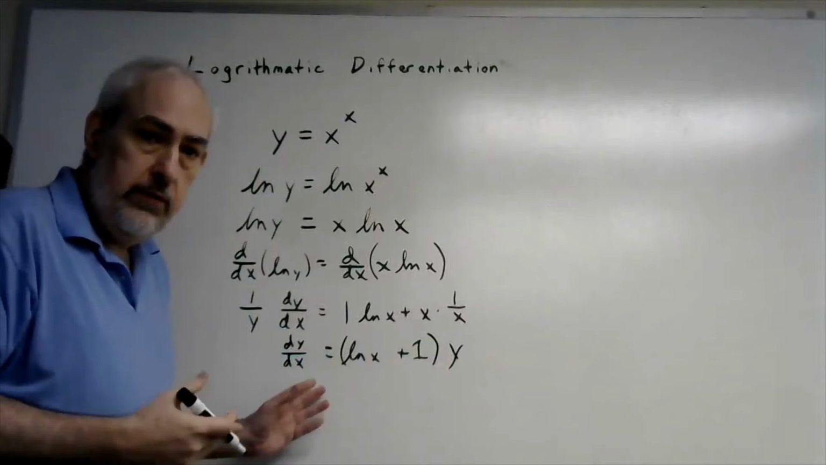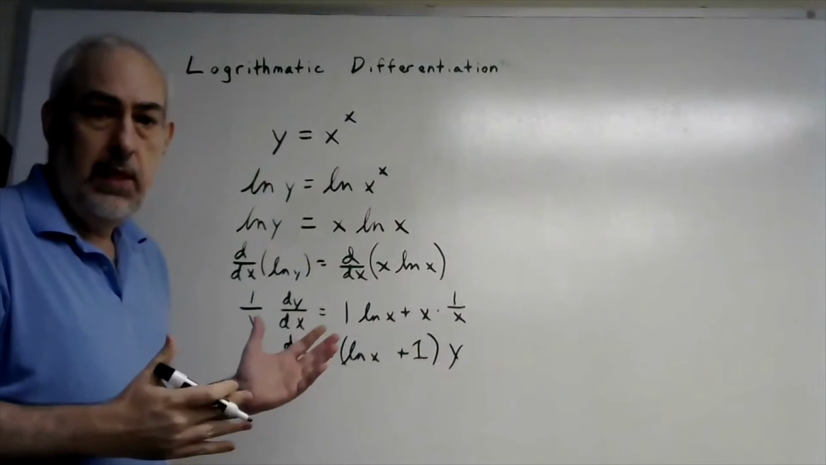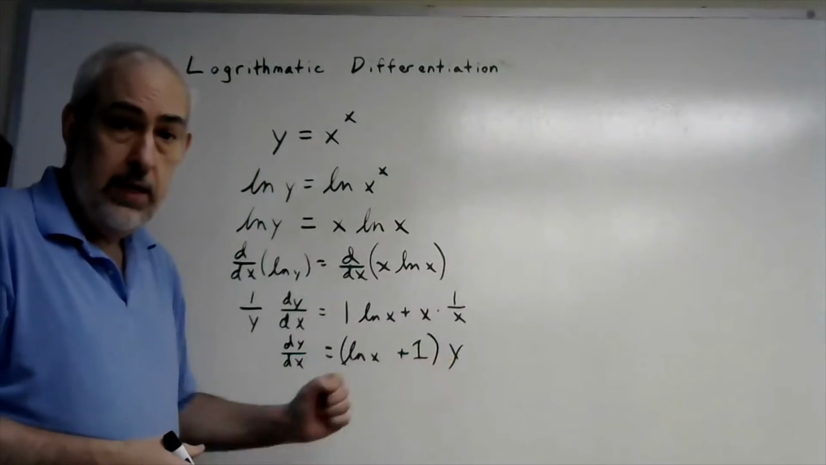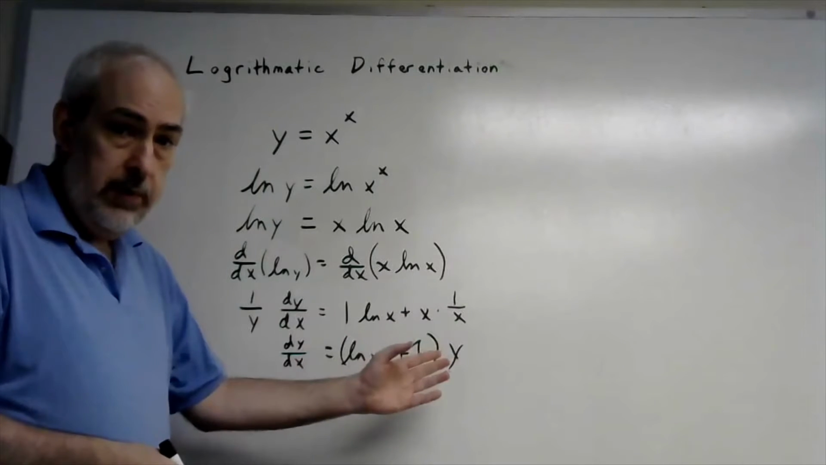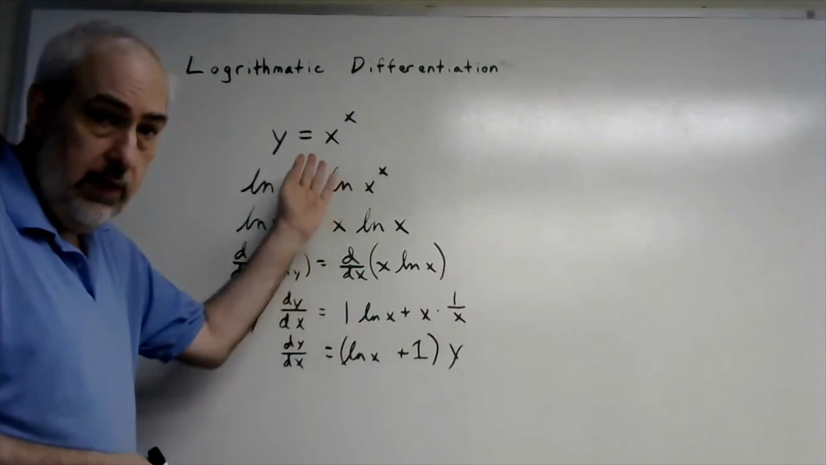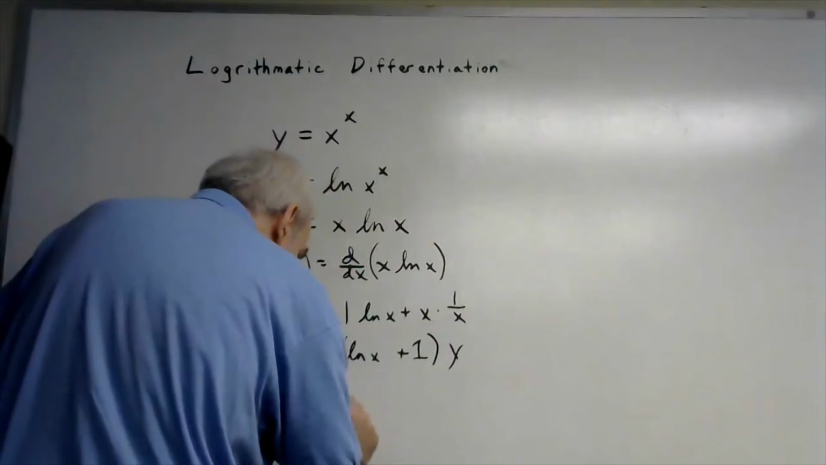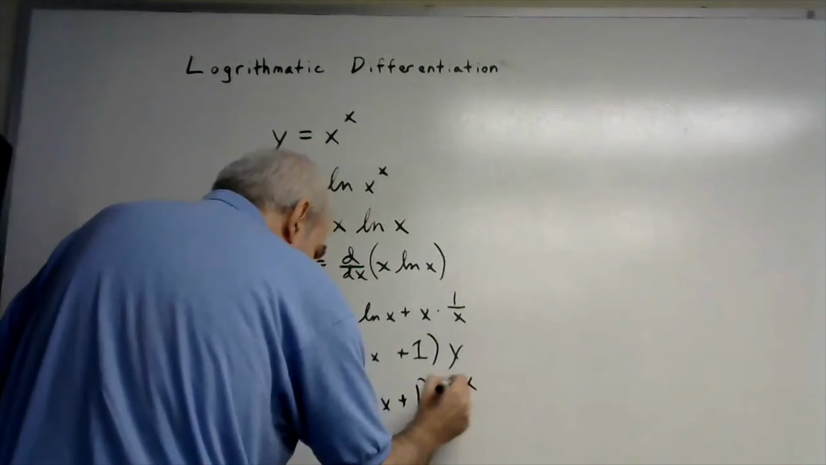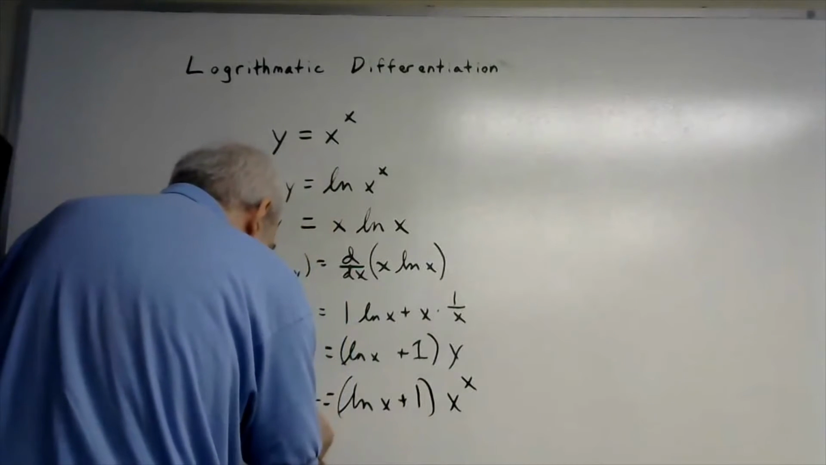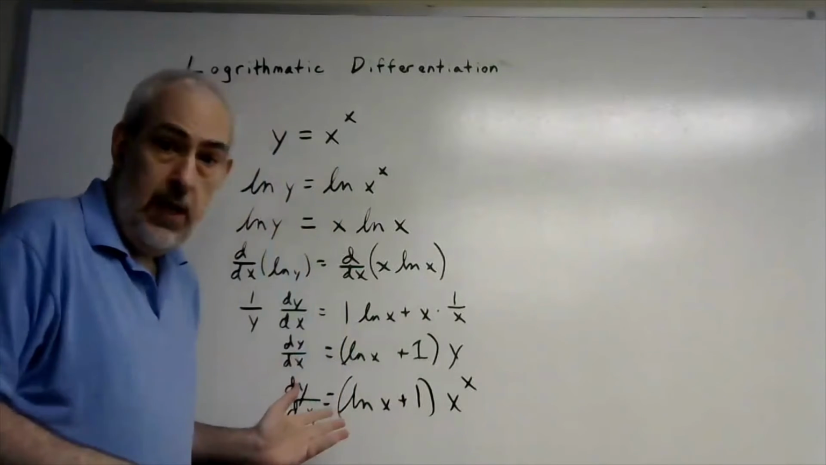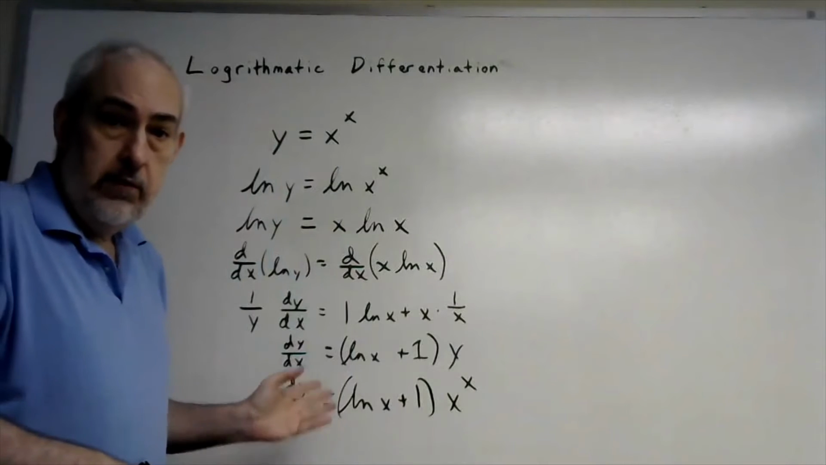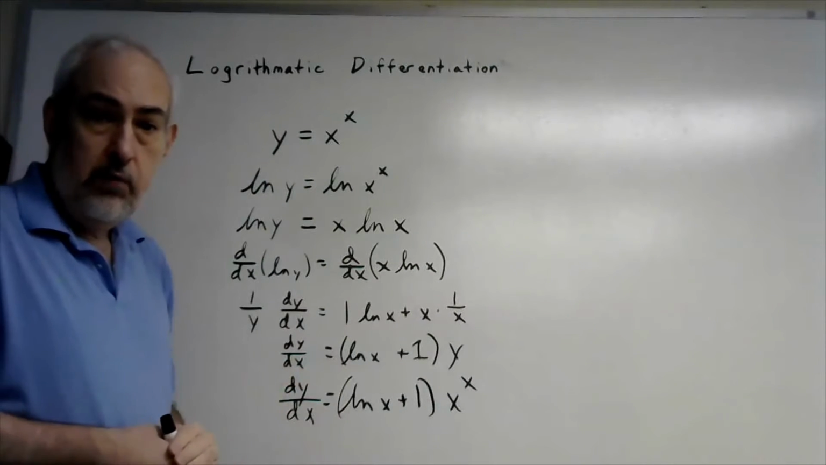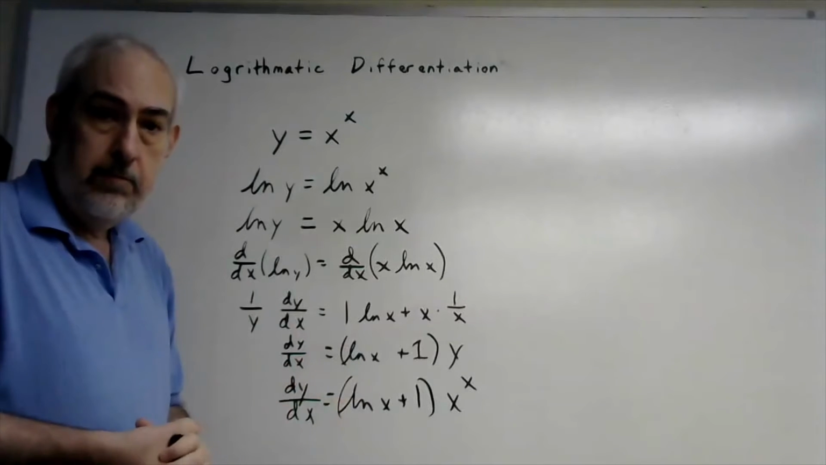Now, this is your answer, but it would be better to write the answer as a function of only x rather than leaving a y in the equation. Well, you can simply replace the y with what it's equal to, x to the x. And that's our derivative. So the derivative of x to the x ends up being ln of x plus 1 times x to the x.